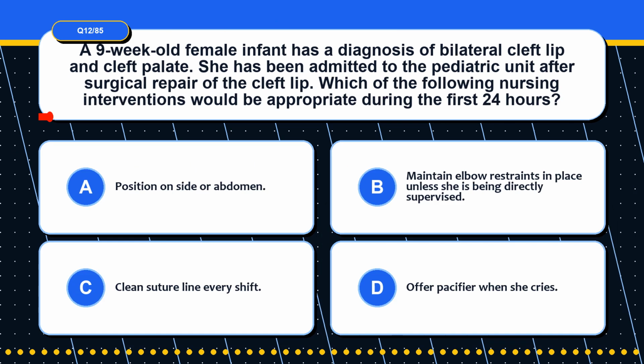Question 12. A 9-week-old female infant has a diagnosis of bilateral cleft lip and cleft palate. She has been admitted to the pediatric unit after surgical repair of the cleft lip. Which of the following nursing interventions would be appropriate during the first 24 hours? Here are the options. Option A. Position on side or abdomen. Option B. Maintain elbow restraints in place unless she is being directly supervised. Option C. Clean suture line every shift. Option D. Offer pacifier when she cries.